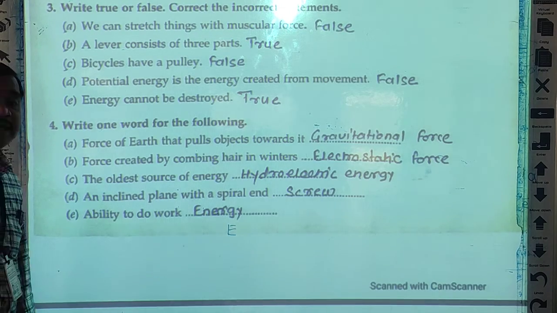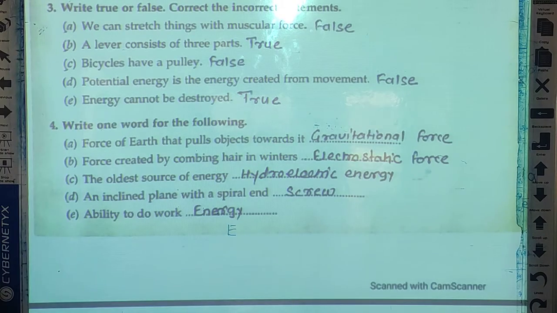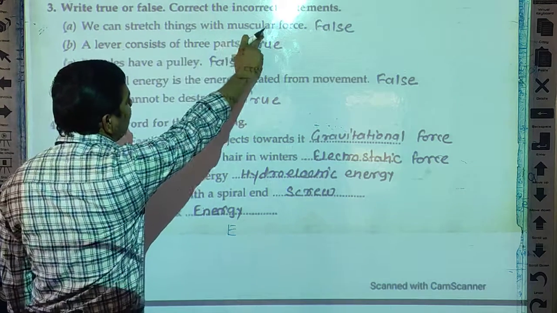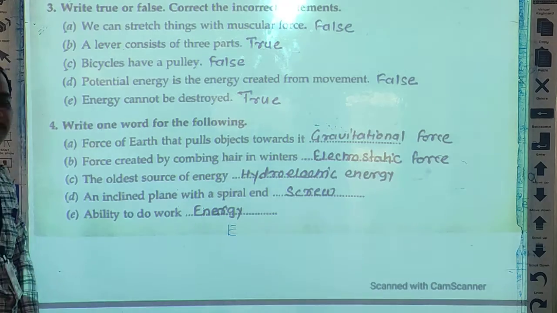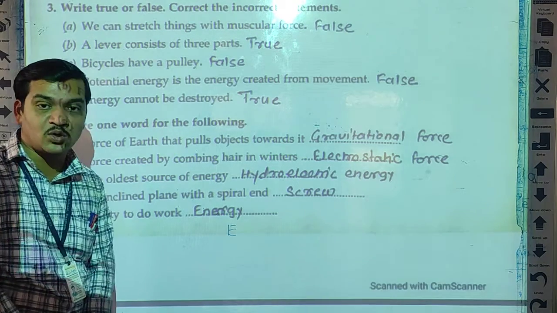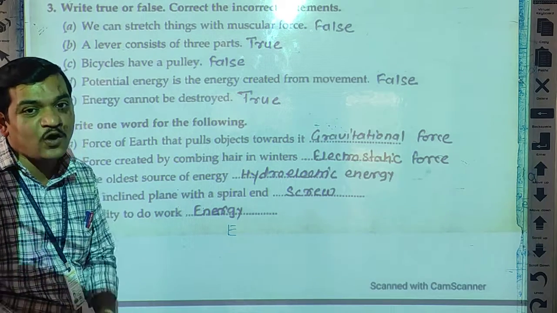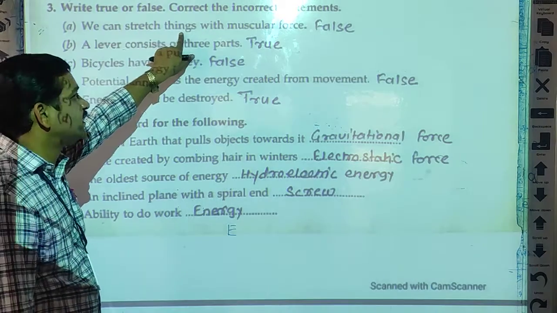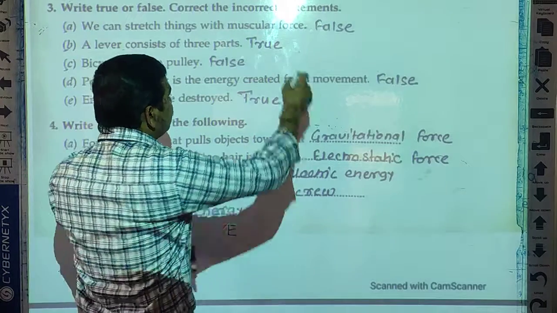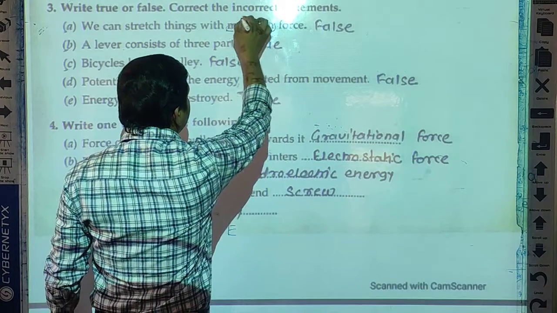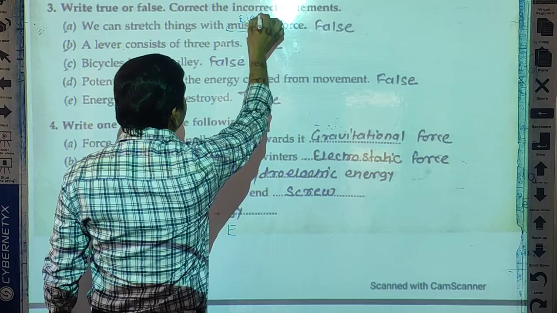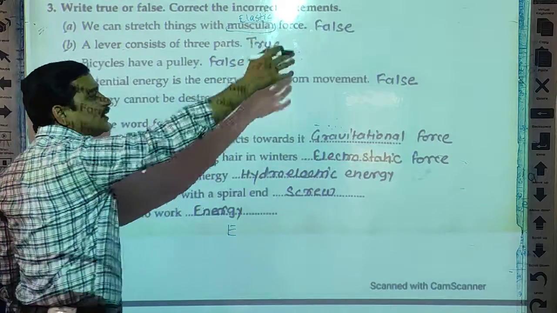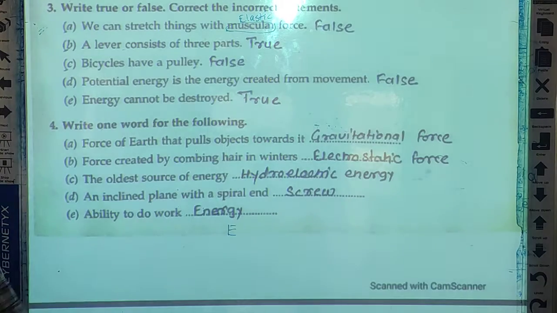Now next question, write true or false and correct the statement. Which statement? We can stretch things with muscular force. Is it true, students? No, it is wrong. So the statement is false. So how to make it correct? We can stretch things with elastic force. So instead of this, you can write here elastic force. Okay? Can you make such answers at home? You can correct whatever faults are there.